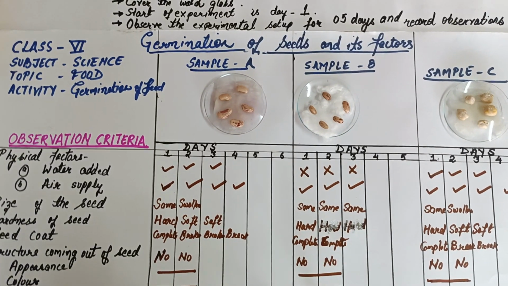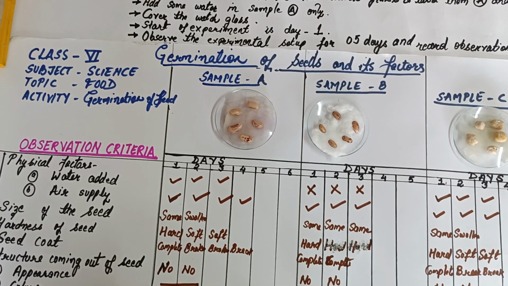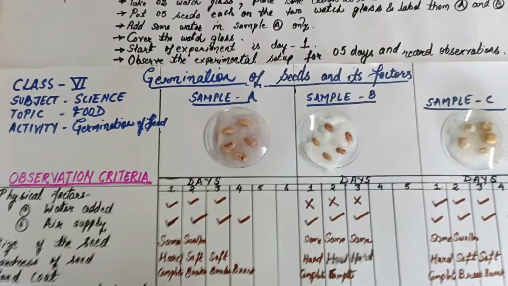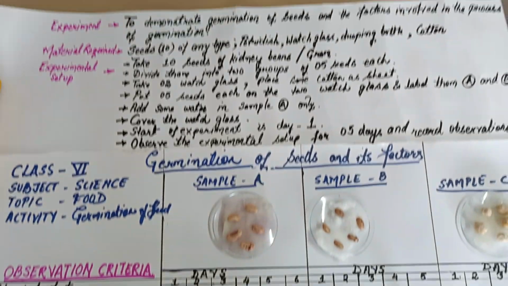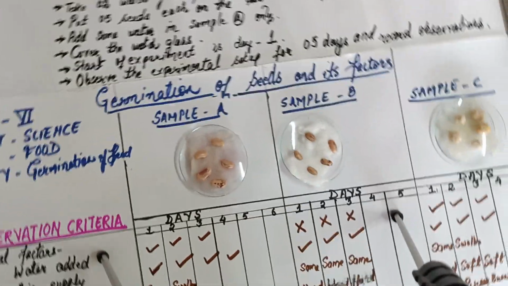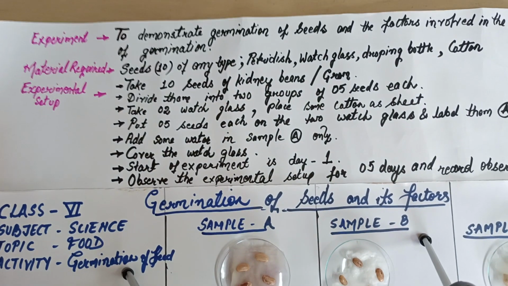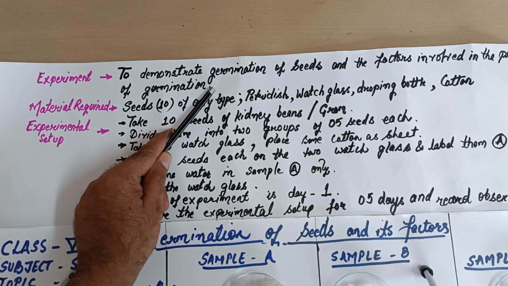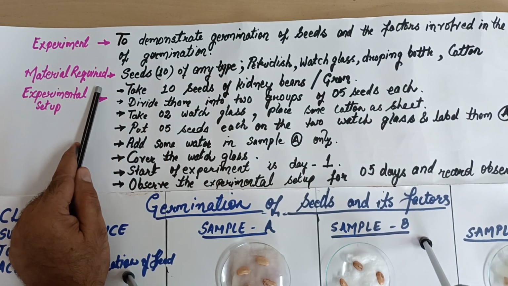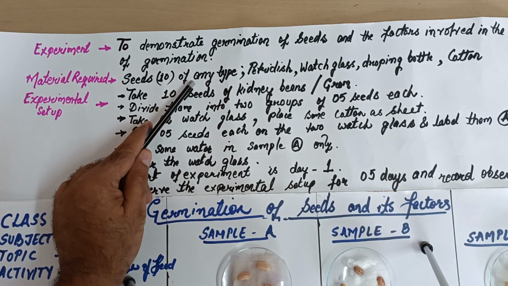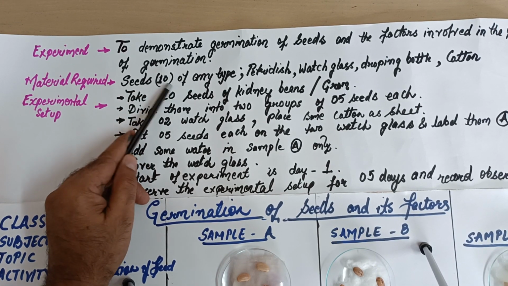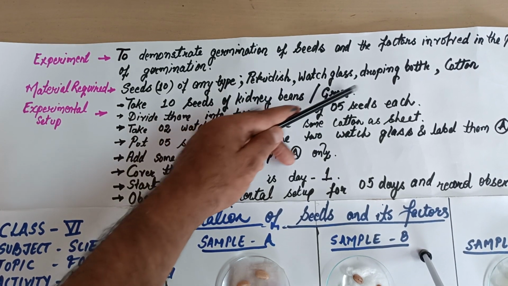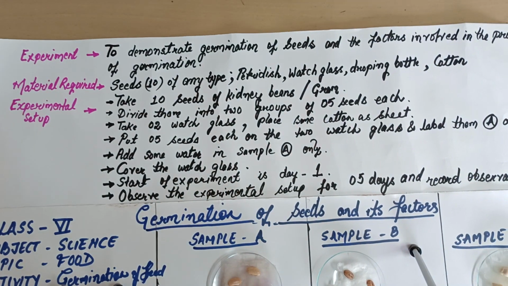So let's start the experiment, and first we go to the experimental setup and the materials that are required here, so that we can understand how an experiment is done, how an activity is done. Here we can see that to find out the germination, we require materials. The first material, of course, is the seeds of any type. We can take 10 seeds. Then some glassware is required, some petri dishes, watch glass, dropping bottle, and the cotton is required.